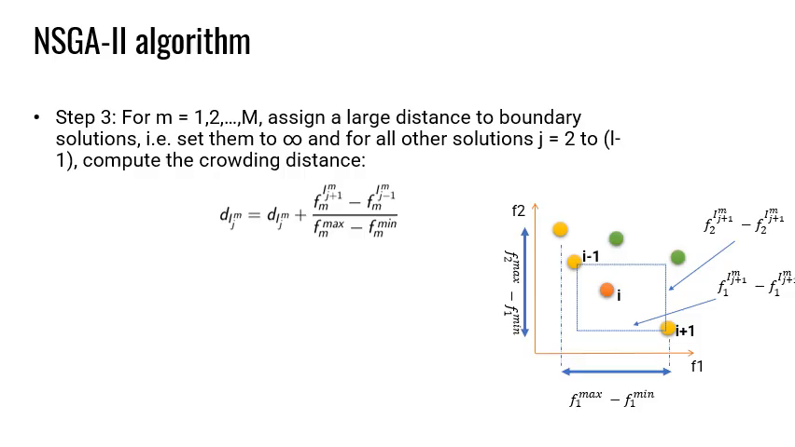So after the sorting, we have to assign crowding distances. So within each front, crowding distance is calculated for each solution. This involves computing the distances between neighboring solutions along each objective dimension. Solutions are sorted based on their crowding distances. Then we update the crowding distance. So the solutions at the ends of the front are assigned infinite crowding distance to ensure that they are preserved for diversity, and the solutions in between, as shown in the figure, are assigned crowding distances based on the average distance to their neighboring solutions along each objective dimension.